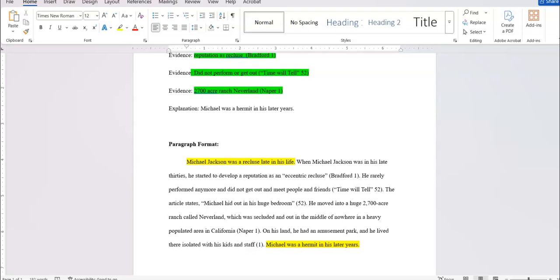Now, once I change paragraphs, my citations will start all over again. Okay. So now I've got a citation. The direct quote and the citation prove that that information is true. He moved into a huge 2,700-acre ranch called Neverland. Now, I know that he lived at Neverland. I had no idea how big it was. So I definitely want to put those citations in.